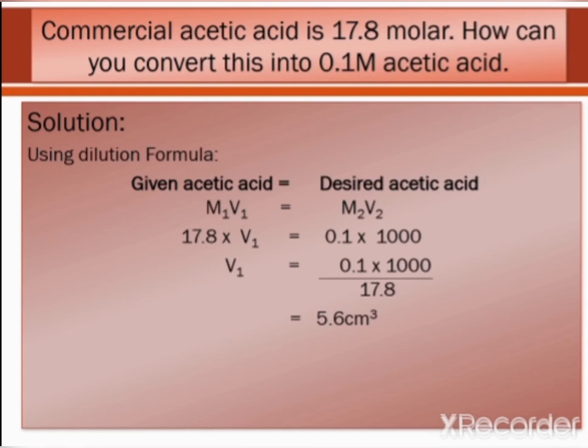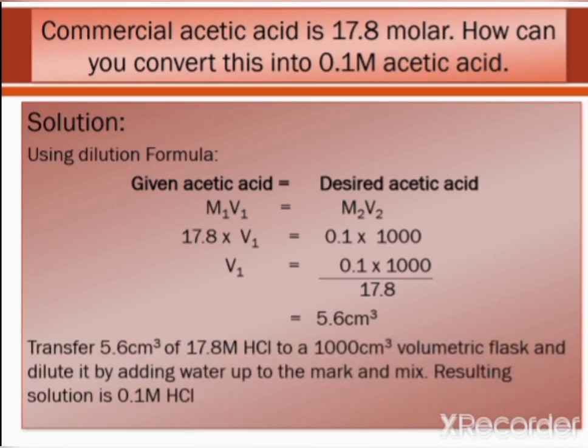For the preparation of this solution, we will transfer 5.6 cubic centimeter of 17.8 molar acetic acid to a 1000 cubic centimeter volumetric flask and dilute it by adding water and fill it up to the mark and mix. Resulting solution is 0.1 molar acetic acid.